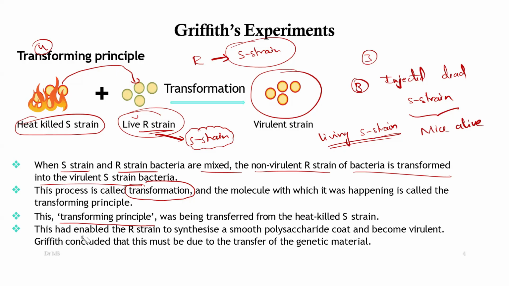Understood. Yes. And this has enabled the R strain to synthesize the smooth polysaccharide coat and become virulent, due to the transfer of the genetic material. So whatever this transforming principle is, that is nothing but the genetic material. But is that genetic material DNA, RNA, proteins, or carbohydrates? We don't know at the time. Is that clear? Yes.